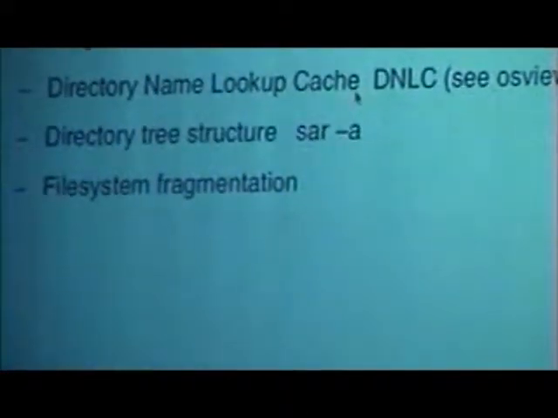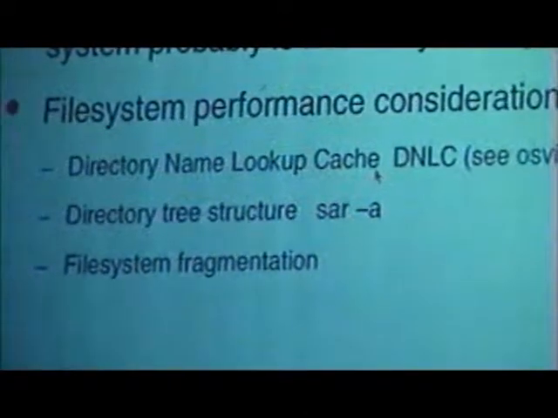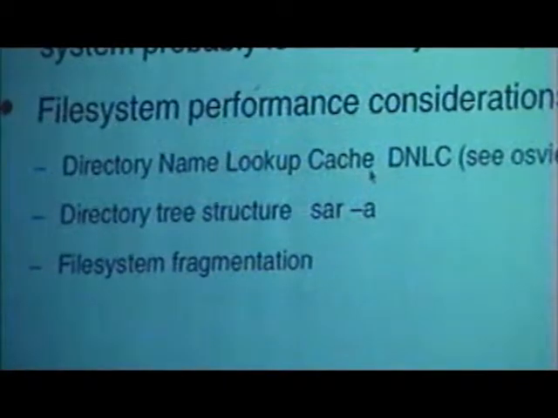So on a news server and mail server, where I have lots of inodes that I'm always going for, increasing the size of that directory name lookup cache is often done. Okay, so if I'm handling mail servers, I want to increase that, and then I can hold more metadata within my buffer cache. Now, nbuf was the ceiling for the whole cache.